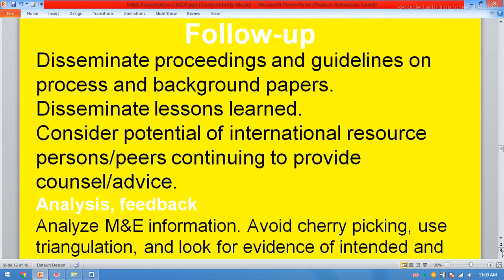Follow up: disseminate proceedings and guidelines on process and benchmark papers. Disseminate lessons learned. Consider potential of international resources, personnel, peers, continuing to provide counsel and advice.